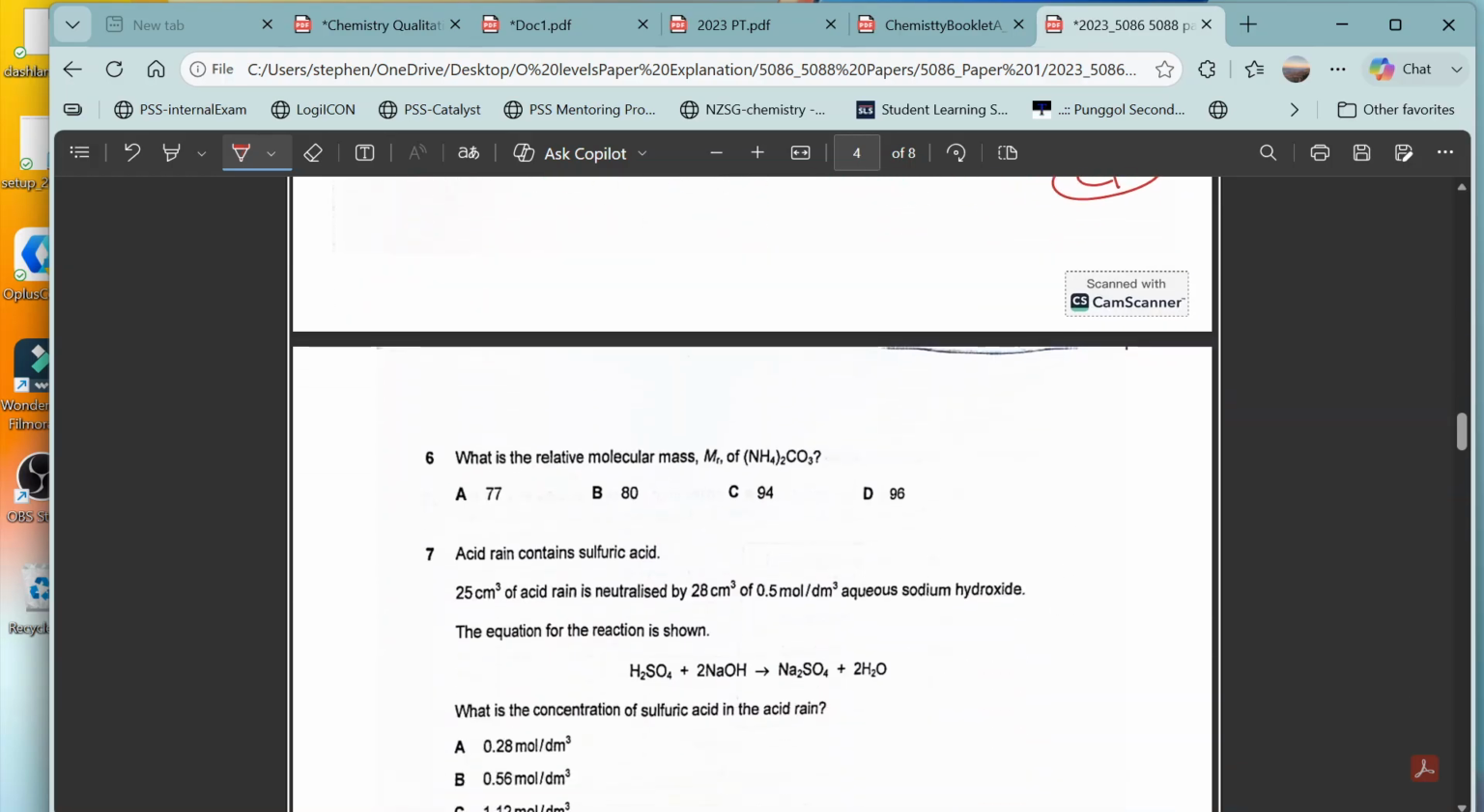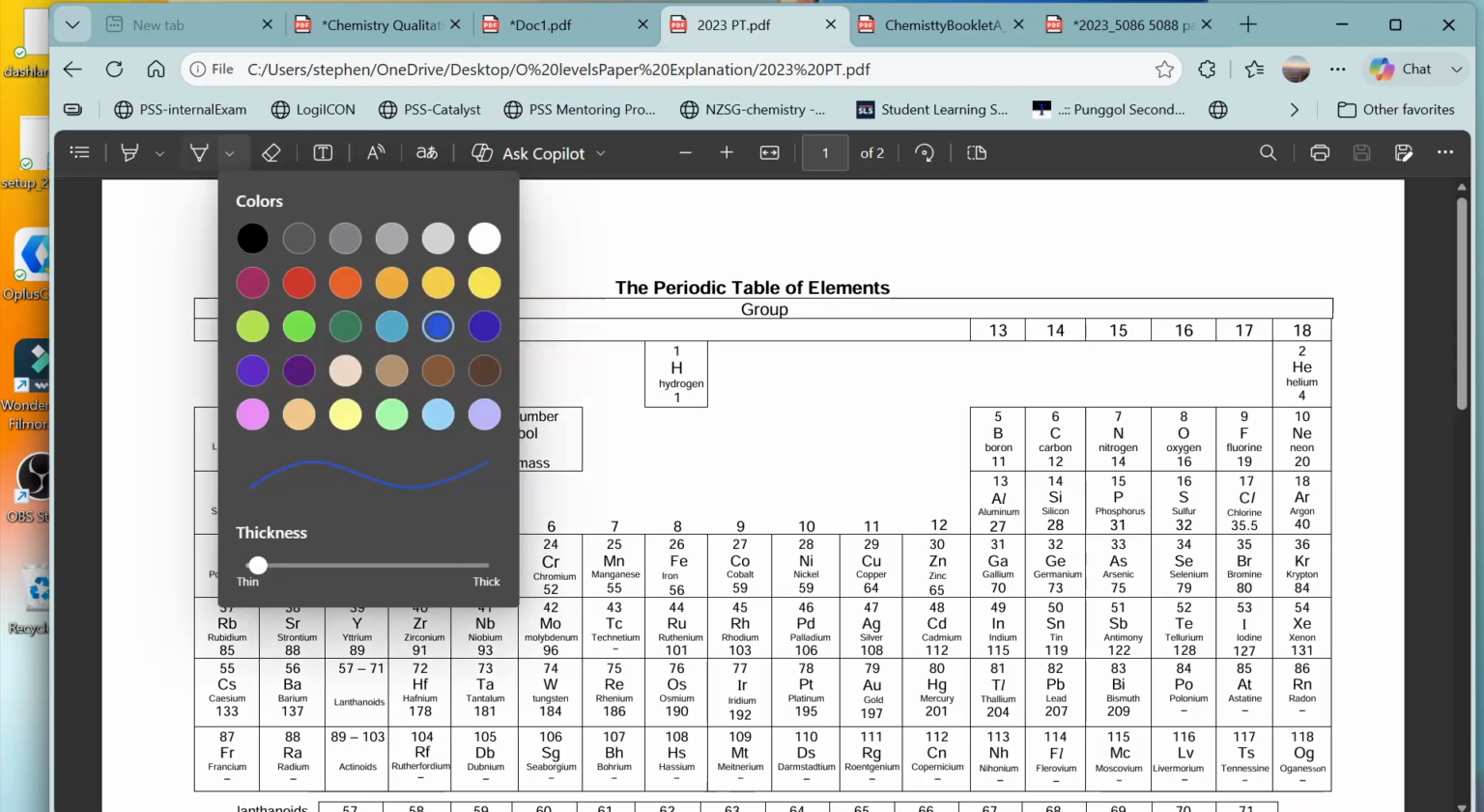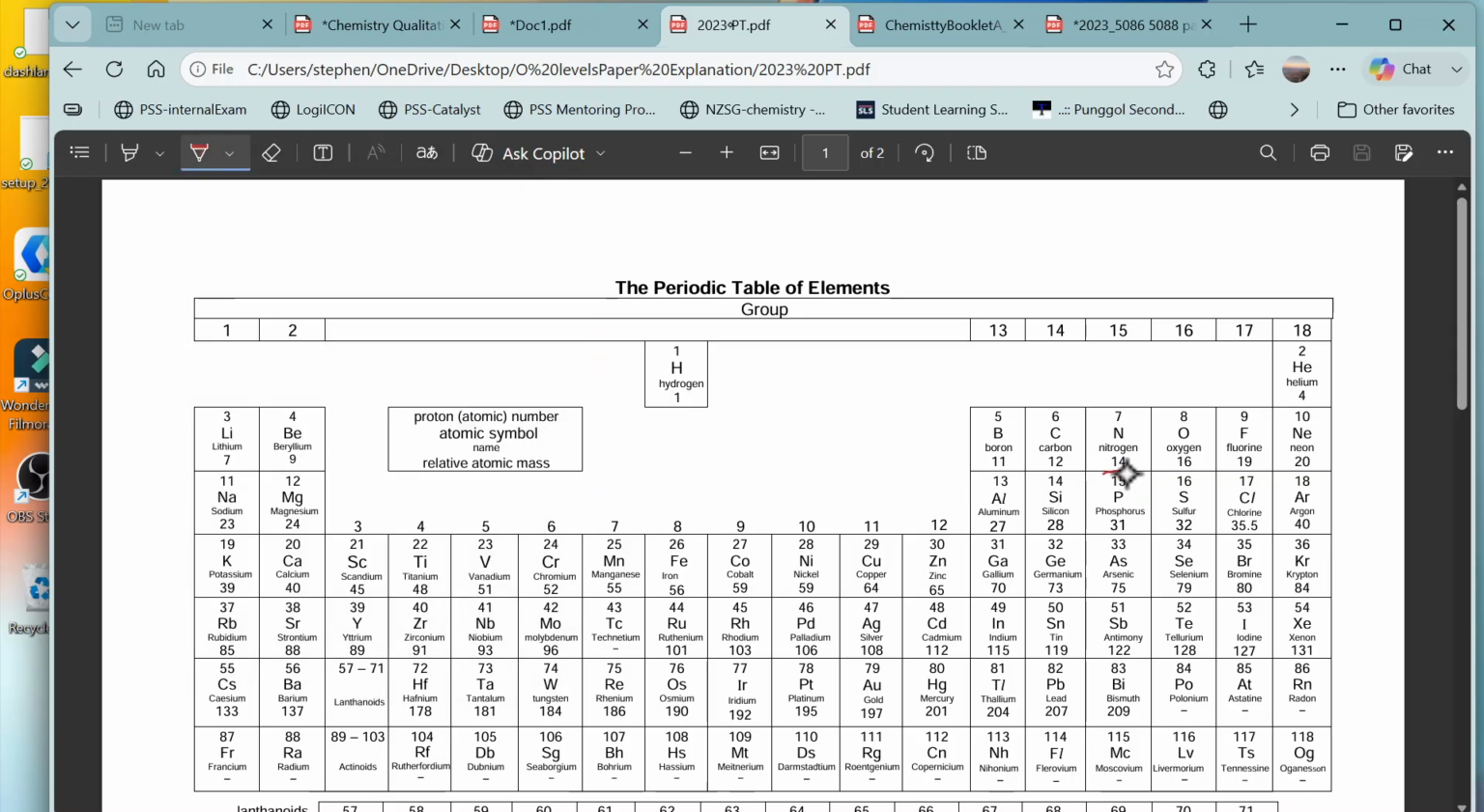Number 6, straightforward. What is the Mr? Look at your periodic table. Look at the relative atomic mass for nitrogen, which is the bottom number, not the top number. Please don't get it wrong. Relative atomic mass is the bottom number. You can see it over here. The top number is the proton number. Do not mix them up. Proton number simply means number of protons. It's for drawing electronic structures.